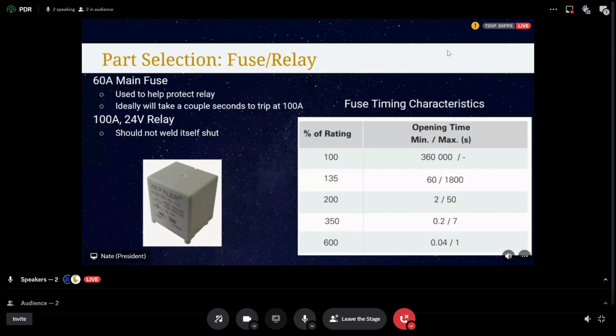You can see in this chart that the way these work is that if it's a 60 amp fuse and you're putting 60 amps through it, so 100% of the rating, it won't trip, right? And 60 amps is really high for our system anyways. So theoretically, this thing should only blow if the battery gets shorted or something, right? And that's to protect our relay from welding itself shut, basically.